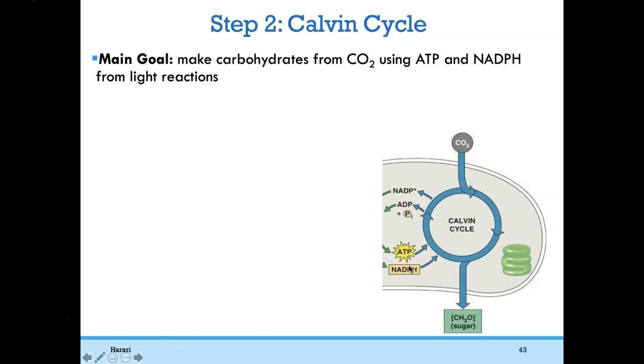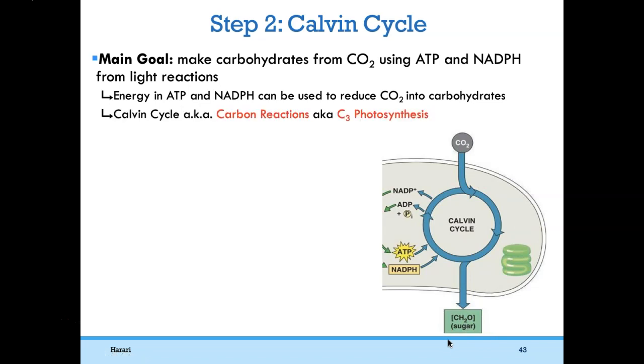So ATP and NADPH from the light reactions feed into the Calvin cycle, as well as CO2 from the atmosphere. And the ATP and the NADPH has energy in it that can be used to reduce CO2 into carbohydrates. Right? We're reducing it. So we're adding electrons and hydrogens to this CO2, which is a gas, to make high-powered sugar.